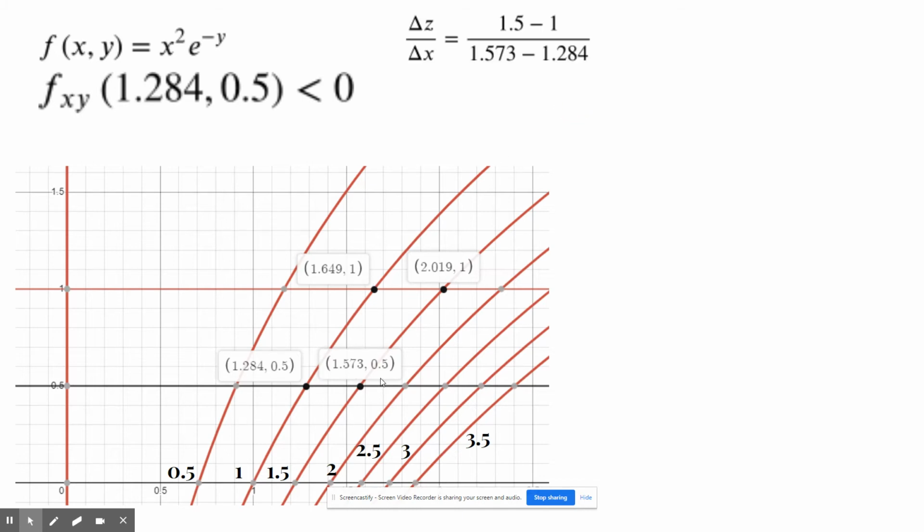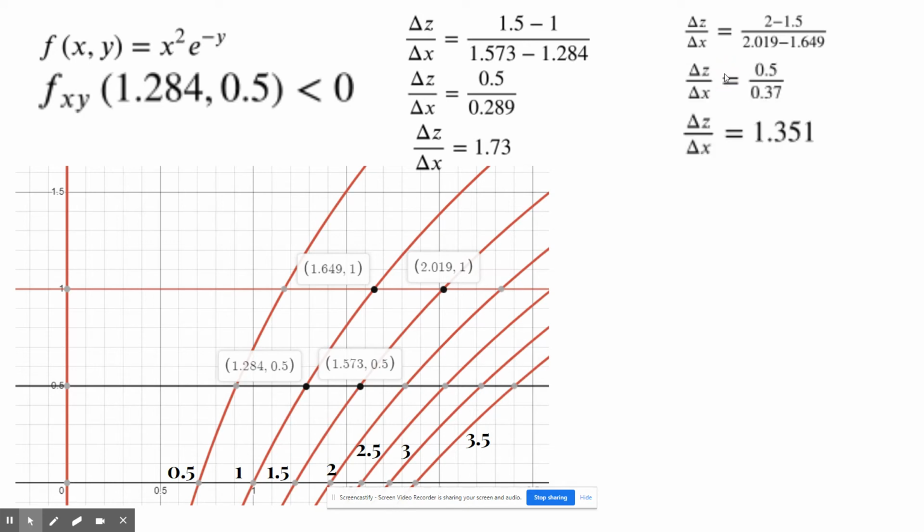So the average rate of change in between my first 2 points right here is going to be positive because 1.5 minus 1 is going to be positive. I get 1.73 as the average rate of change in the bottom 2 points. And then I slide up in the y direction, but still moving in the x direction, looking at the rate of change in the x direction. So again, it's going to be positive because 2 minus a half, 1.5, is going to be positive.